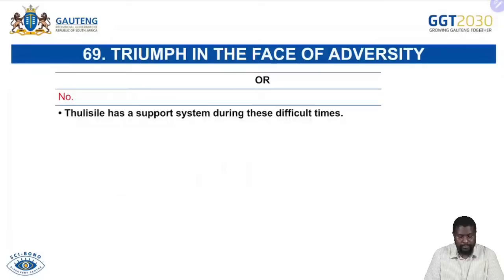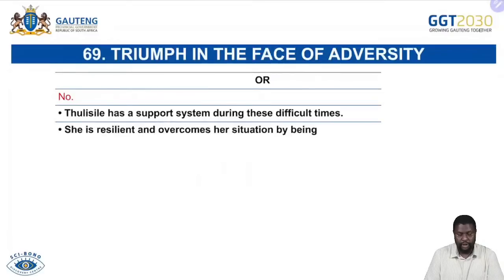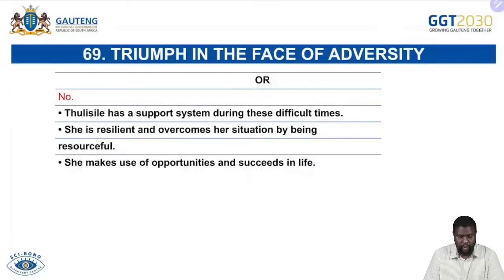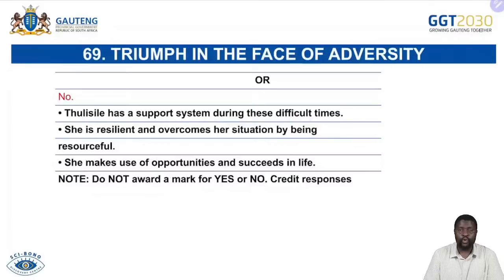Or you can say no. She has a support system during these difficult times. She is resilient and overcomes a situation by being resourceful. She makes use of opportunities and succeeds in life. There will be no mark for just yes or no.